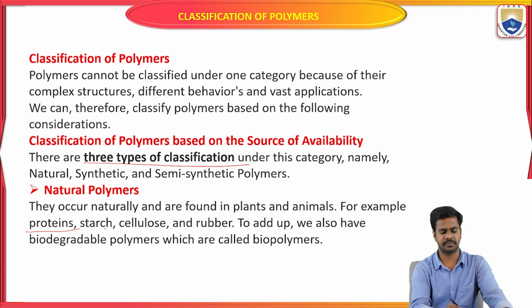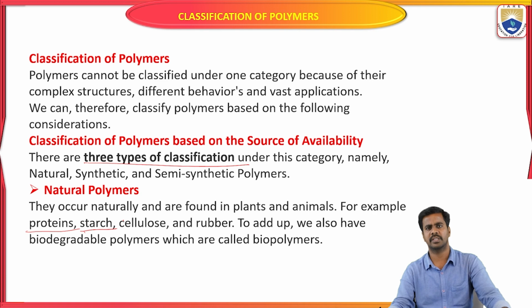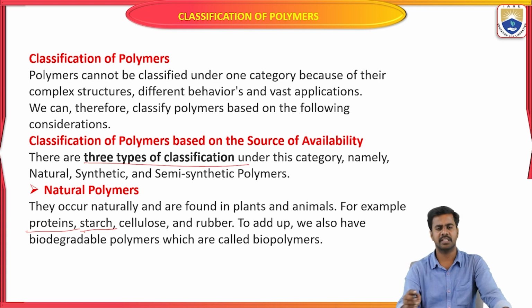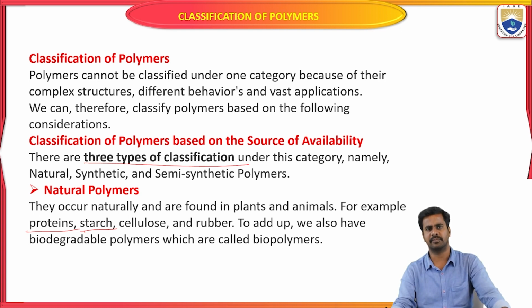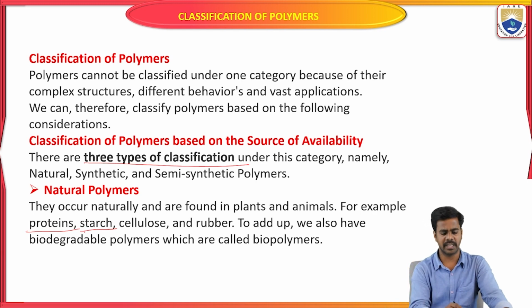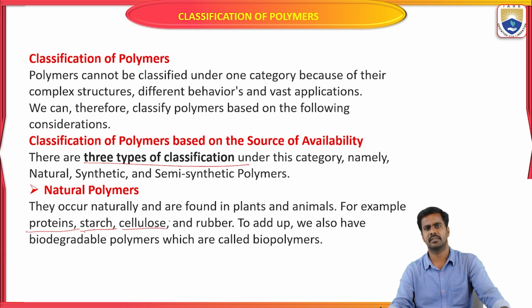Next, starch. Starch is a carbohydrate, a polysaccharide. It is a type of carbohydrate. Starch is formed by the combination of different monosaccharide units. Starch is a polysaccharide, and cellulose. Cellulose is also a naturally occurring polymer, and rubber.